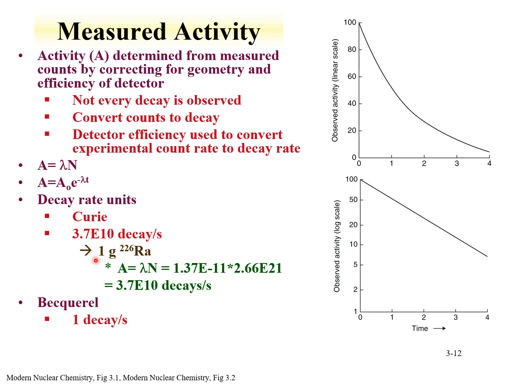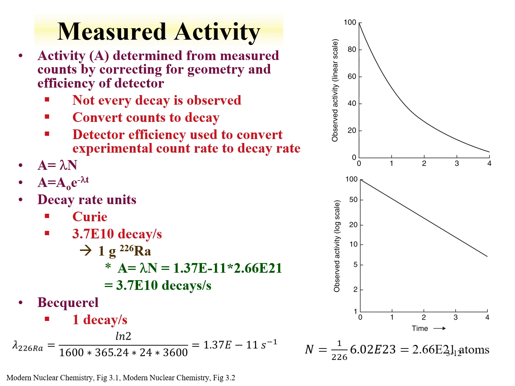If I calculated the number of atoms in a gram of radium-226, so 1 divided by 226 times a mole, times the decay constant, which is log 2 divided by the half-life of radium-226, which is 1,600 years, and that half-life does need to be converted into seconds, I get an activity of 3.7 times 10 to the 10th decays per second. So a Curie, that unit, is based upon 1 gram of radium-226. Details of this calculation are shown here.